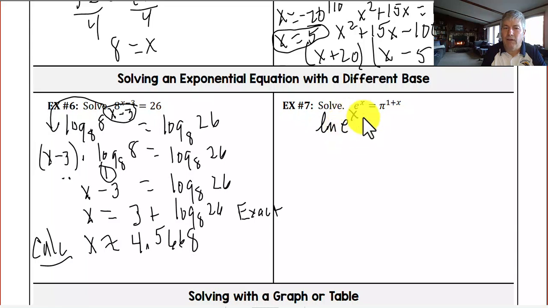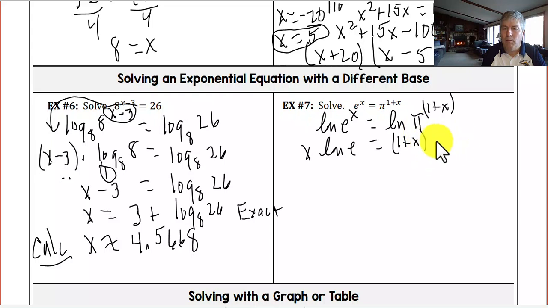So natural log of e to the x equals the natural log of pi to the 1 plus x, and that's a quantity. So the power rule lets me bring both of these down in front. So I have x natural log of e equals the quantity 1 plus x natural log of pi. The natural log of e is 1. So now I have just x equals, and I need to get all my x's on one side, so I'm going to distribute my natural log of pi. So I get the natural log of pi plus x natural log of pi. That's multiplication. Subtract that from both sides.